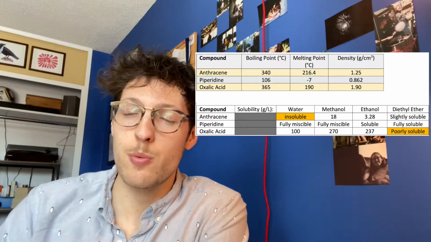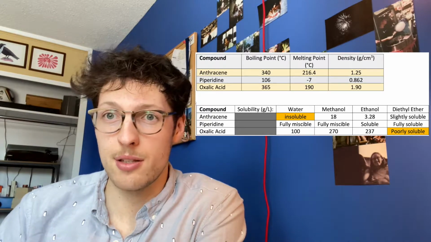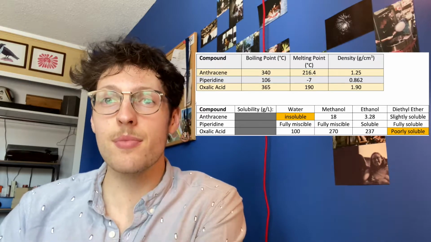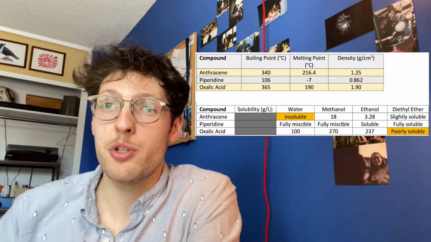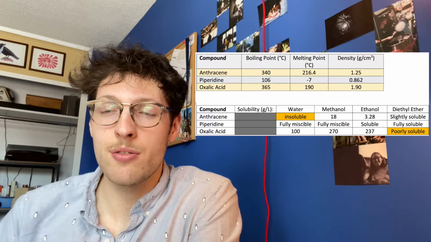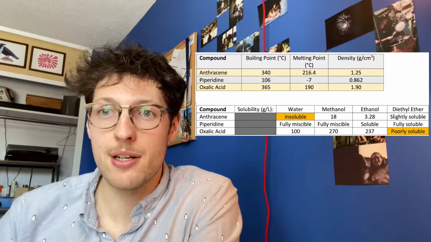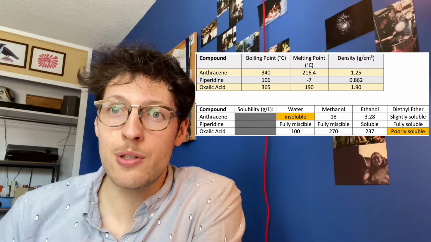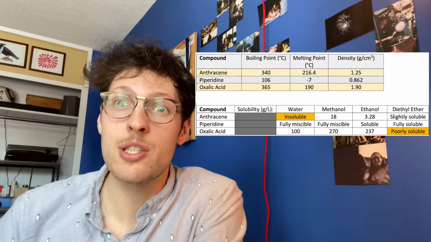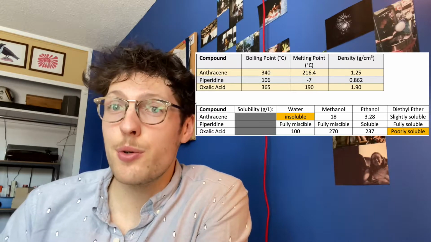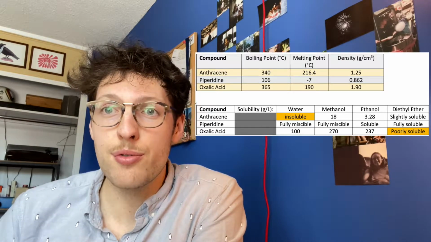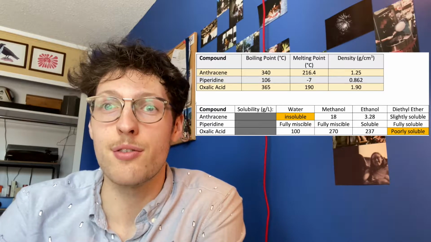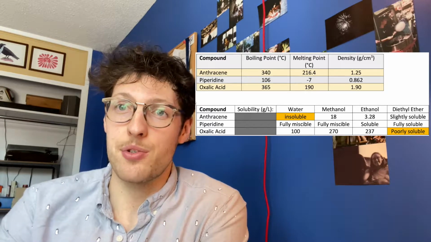In order to get around this, we can add all three, this solid, into a mixture of just water and heat it up. What you'll do there is dissolve the piperidine and the oxalic acid into solution, whereas the fully insoluble anthracene will stay in solid crystal form. So what you can do then is remove the anthracene via gravity filtration.